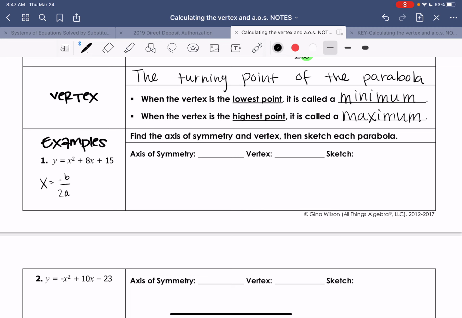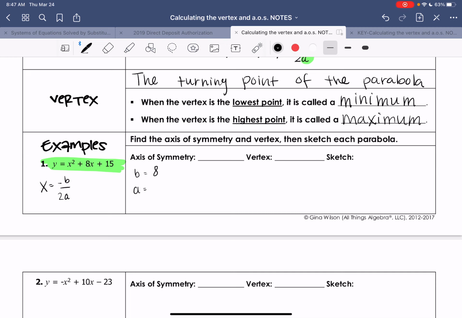So we'll calculate our axis of symmetry first because that is going to come from x equals negative b over 2a. So our equation here that we see, y is equal to x squared plus 8x plus 15. So what we need to do is we need to know what b is and we need to know what a is. So in our equation, we can see here that b is a positive 8 and a is just a 1.